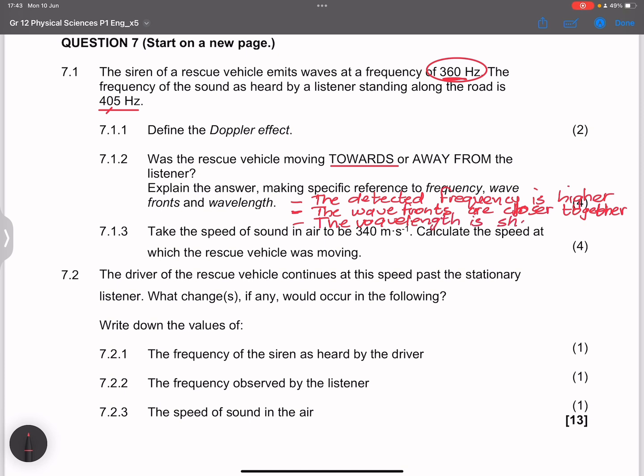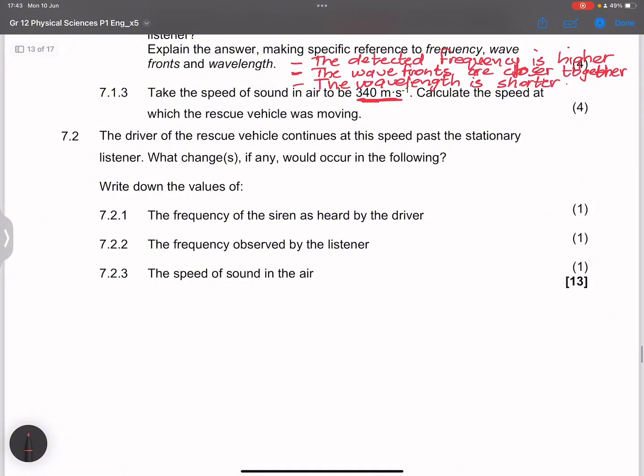All right, so that is how we're going to explain that. Now, they said to us, take the speed of sound in air to be 340. Apologies for that writing there. And they say calculate the speed at which the rescue vehicle was moving. So we know we're going to use the Doppler effect there. So that's v plus or minus vL over v plus or minus vS times fS.